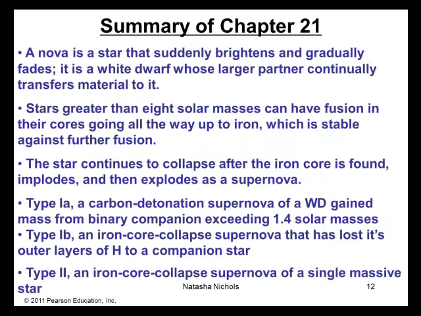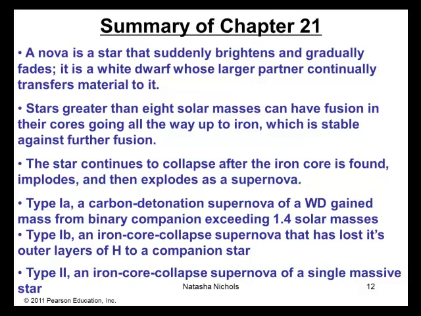Here's a little summary of Chapter 21. A nova is a star that suddenly brightens and gradually fades. It is a white dwarf whose larger partner continually transfers material to it. Stars greater than 8 solar masses can have fusion in their cores going all the way up to iron, which is stable against further fusion. The star continues to collapse after the iron core is formed, implodes, and then explodes as a supernova.